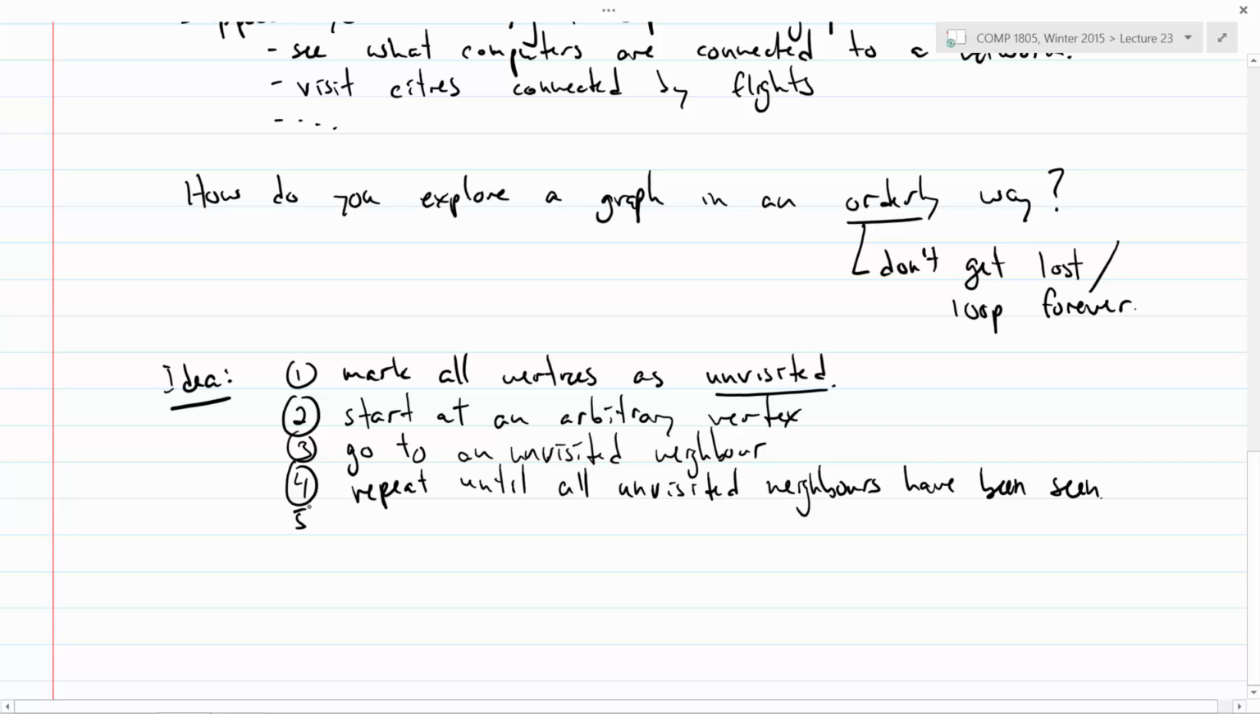Okay? And once we've done that, we go back. So we go back up the chain. This seems a little bit weird until you see an example, and then hopefully it'll be pretty clear what's going on. So this technique is called depth first search.